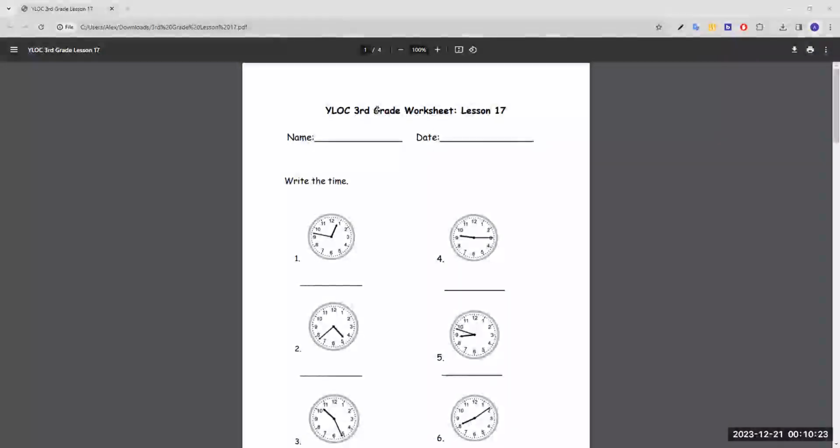Today we're going to be doing third grade worksheet lesson 17. So let's start off by reading the time. The shorter arrow is going to be pointing towards the hour, and the longer arrow is going to be pointing towards the minutes, which we multiply by 5.